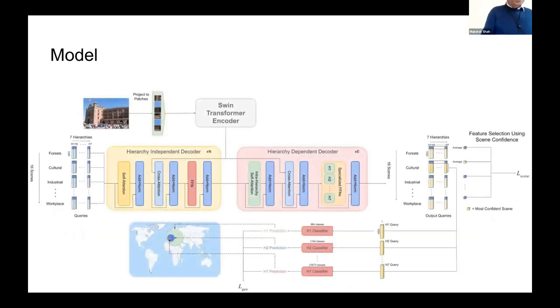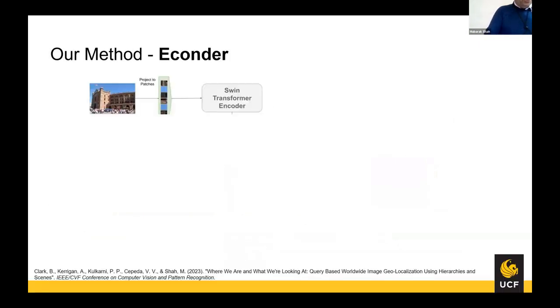So the model is simple. It has the encoder, then we have these learnable queries, and then we have a two-part decoder. Once we get these output queries, we select the maximum one that goes to the classifier. And we have a classifier for each of these. So let's go into detail.